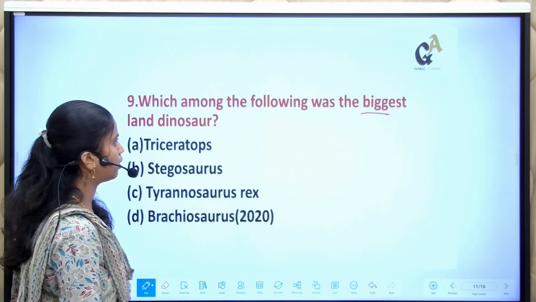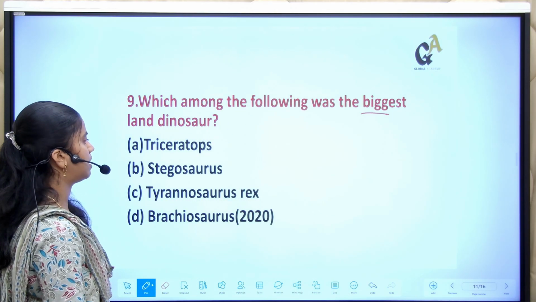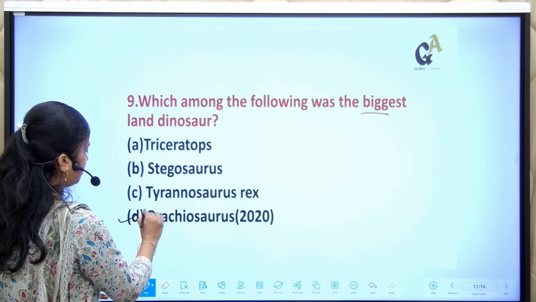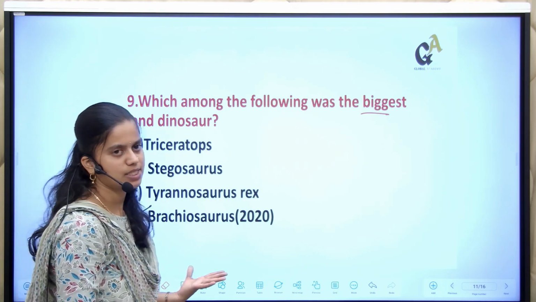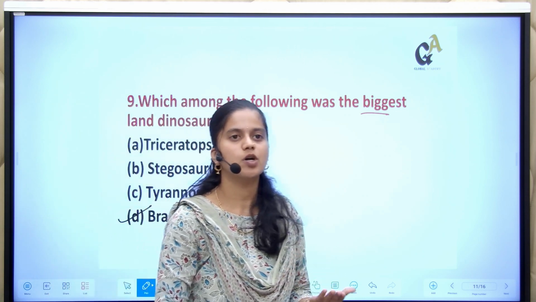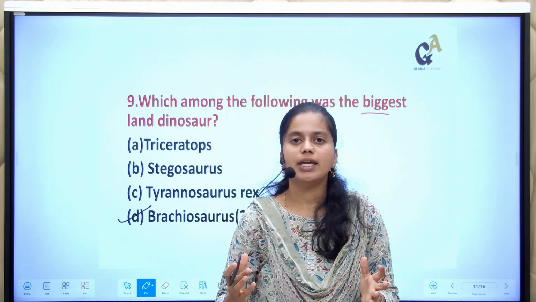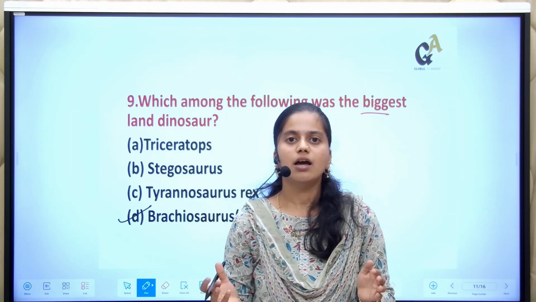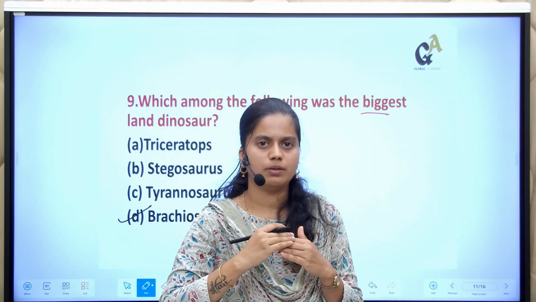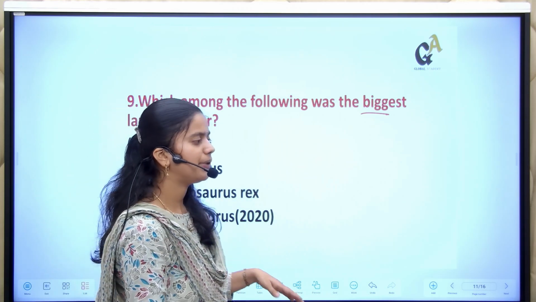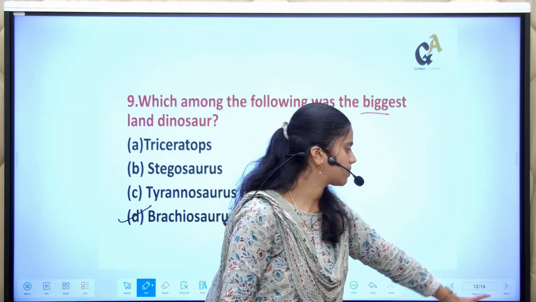Next, which of the following was the biggest land dinosaur? See, among these, option D, Brachiosaurus, is the biggest land dinosaur because it has a long neck, a large body, and also a good height. Means the large height is also present. So Brachiosaurus is the biggest land dinosaur.